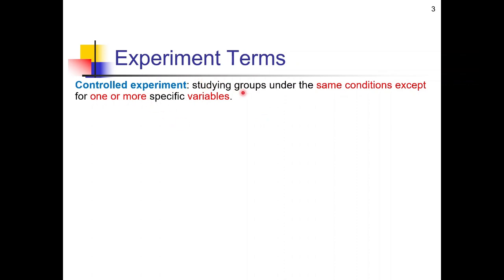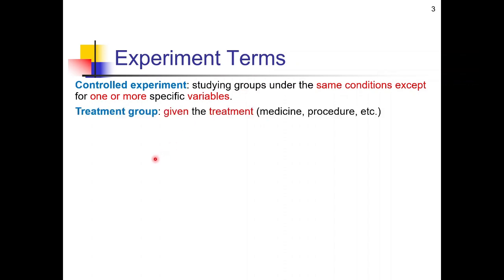Now, speaking of the two groups, one of those groups we call the treatment group. This is the group that's given the treatment, whatever that is, either a medicine or a procedure or some characteristic that you're observing that you think is important. And then the other group is called the control group. This is the group that is given no treatment. It's the quote-unquote normal group.